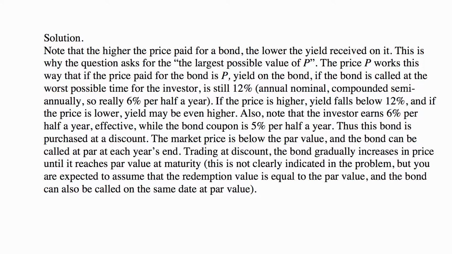Also note that the investor earns 6% per half a year effective, while the bond coupon is 5% per half a year. Thus, this bond is purchased at a discount. The market price is below the par value, and the bond can be called at par at each year's end. Trading at discount, the bond gradually increases in price until it reaches par value at maturity. This is not clearly indicated in the problem, but you are expected to assume that the redemption value is equal to the par value, and the bond can also be called on the same date at par value, at maturity, at the end.